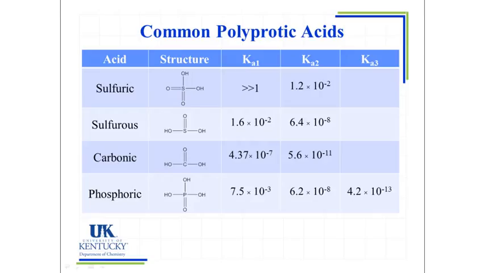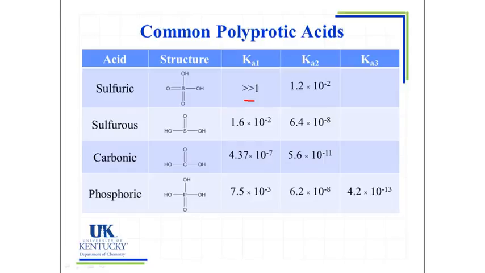Here are some examples of some common polyprotic acids. We've already seen H2SO4, and what we notice is that our Ka value is much greater than 1. Remember that the first ionization step of H2SO4 is actually representative of a strong acid. The second step is not. The second step is a weak acid, and as such has a Ka value, even though it's considerably higher than many other Ka values we see for a second step.